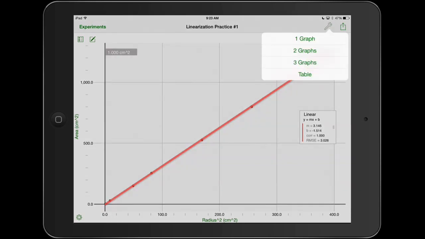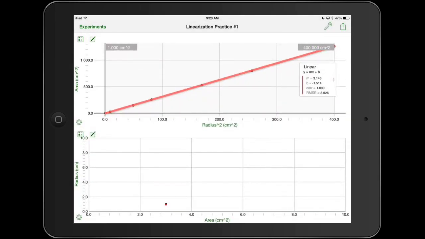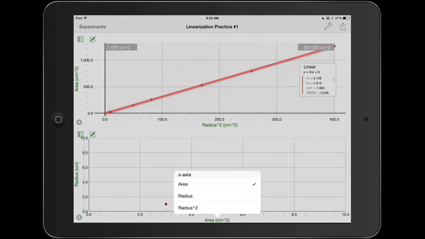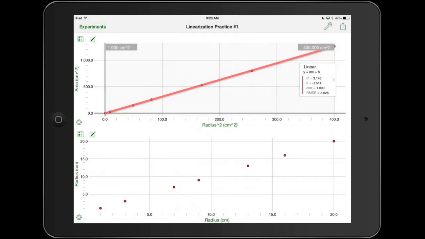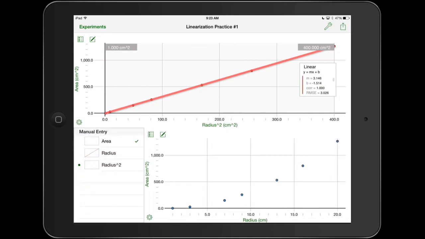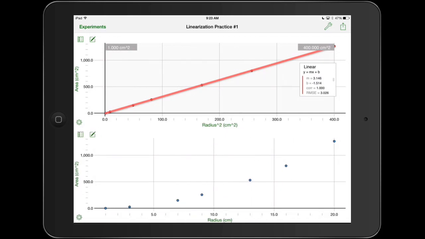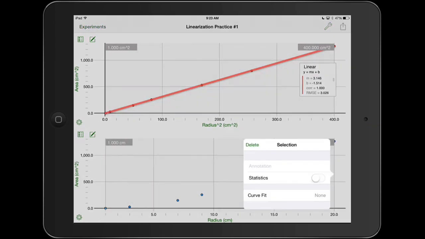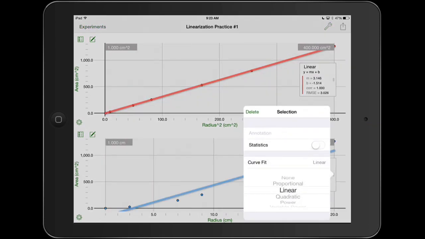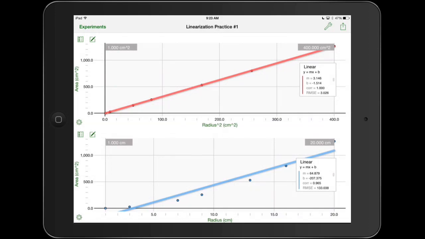So if we wanted to look at both graphs at once, I can do 2 graphs. And I can do radius versus area. And so we can clearly see the top one is very linear, and the bottom one is quadratic. Again, if you want to compare the correlation coefficients, the correlation coefficient on the quadratic one is still good, 0.965. You got to look at that data and realize that is clearly not linear.